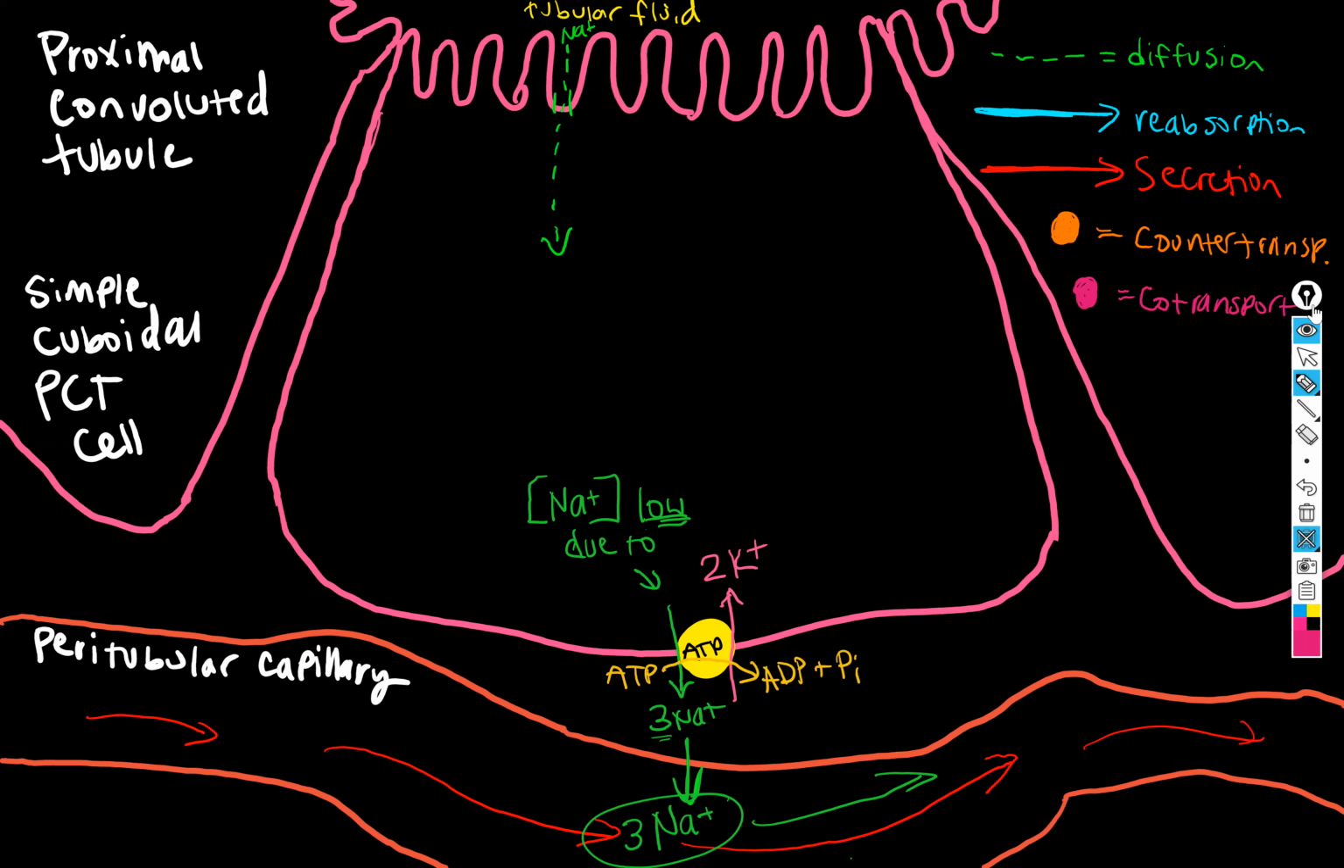So now that we've got that all set up, and we also know that we have this pretty steep sodium diffusion gradient also set up, we can use that sodium gradient to do work, which means we can use it to transport other stuff that we either want to dump or get back. So let's do some co-transport first.